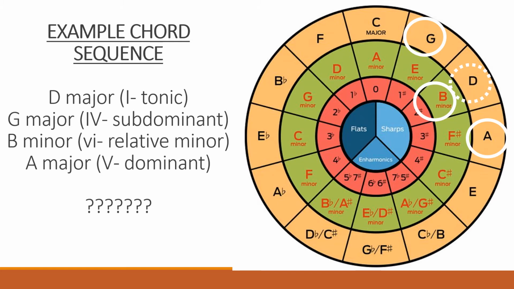Whereas if I was to use chords which are completely unrelated, so for example, if I went from D major all the way across to E flat, if I just play that, D major, E flat major, it sounds weird. I'm not going to be using that. And the reason why is that they're far away from each other. Using closely related neighbour keys helps us to create successful chord sequences.